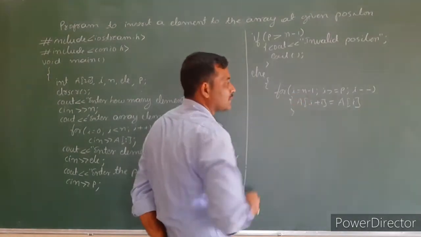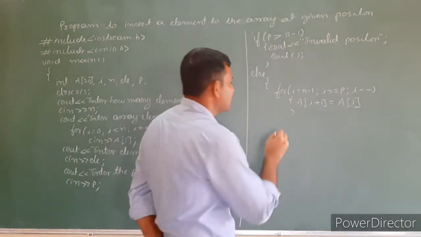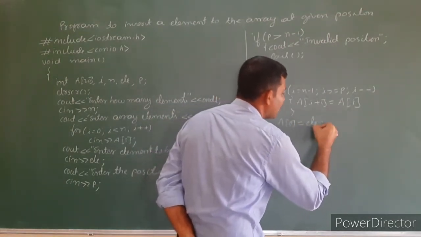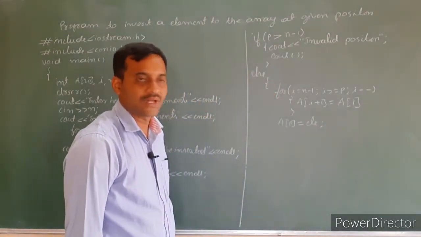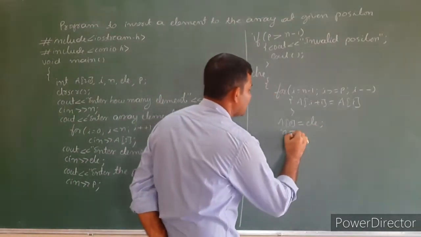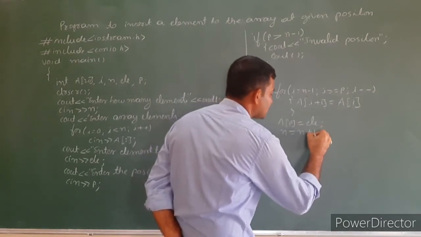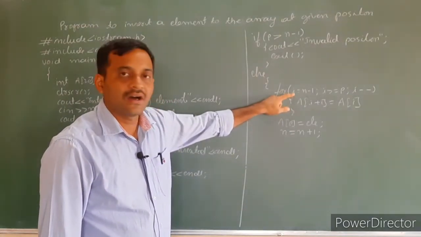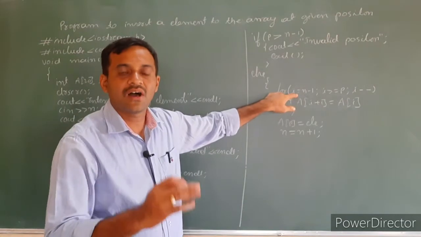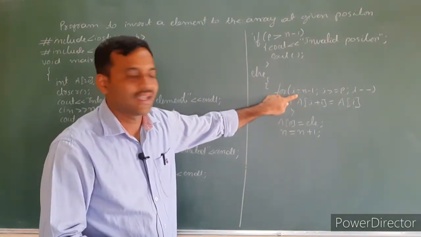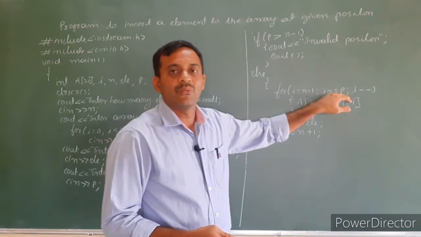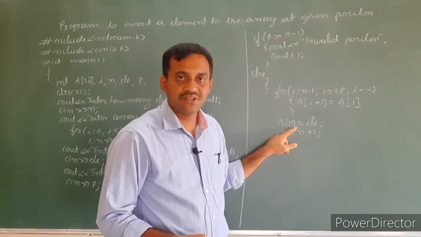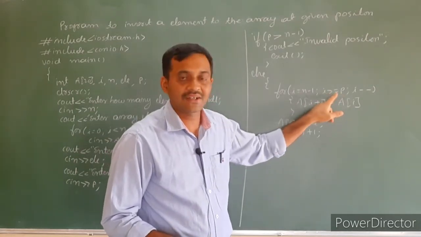When the for loop terminates, then for the a of p position, assign the new element. At the same time, increase the n value, n equals n plus 1. See the conditions. What we have done? Starting from n minus 1, we shift all the elements to the next position, i plus 1 position. Then the for loop terminates. For that position we assign the new value, a of p position. When the for loop terminates, it reaches p, i greater than or equal to p.